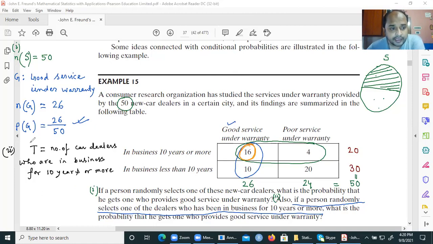If capital G remains your event which gives you good service under warranty, because you know in this type of axiomatic approach, the naming of the events is very important. So if G remains your event that you are interested in, the probability of G that you want to find will be calculated in the following manner. That will be this encircled number, that is 16, and the total number of the sample space. Now the sample space is not your capital S, it has become the green portion total. So it is 16 by 20.